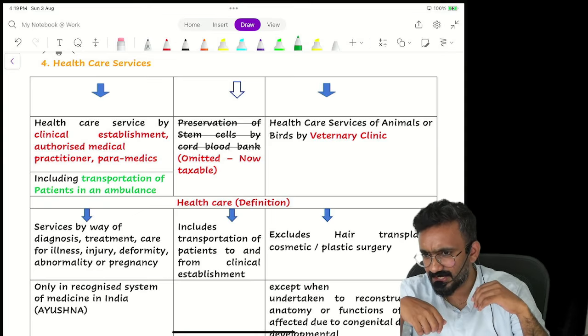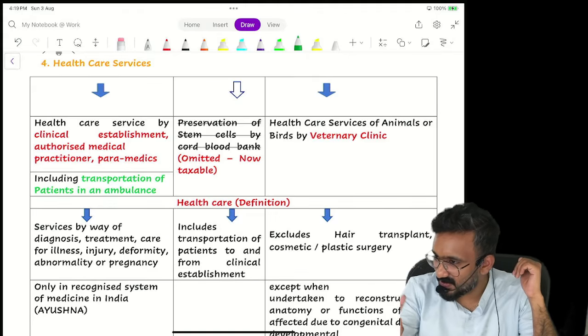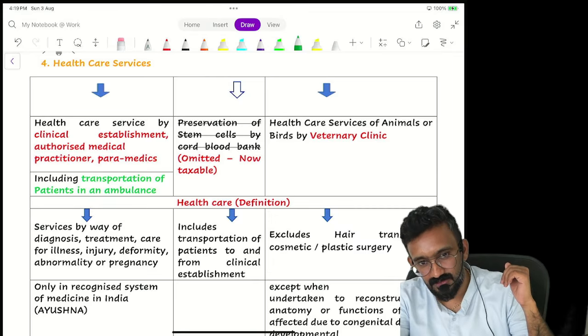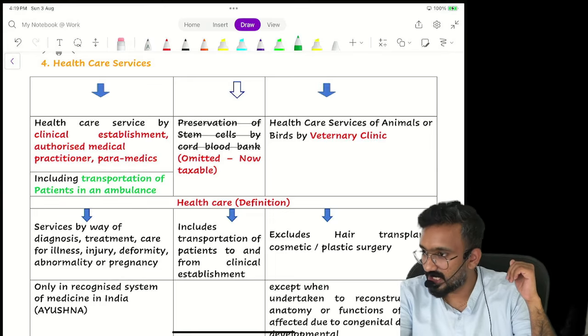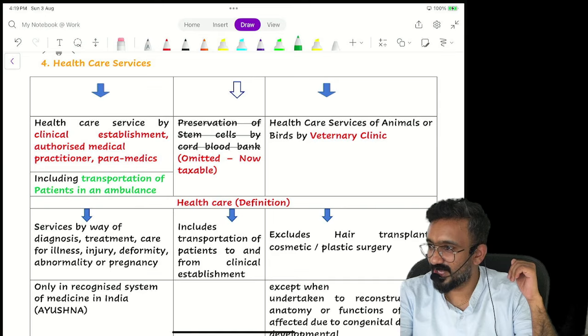You providing healthcare services, a chartered accountant giving healthcare service. Would it be exempt? No. Only 3 people. Who are they? Clinical establishment. Give me an example and remember: hospital. Clinical establishment is hospital, laboratory, etc. Authorized medical practitioner: doctors in their clinic, evening 7 to 9 OP, at the back of my house.